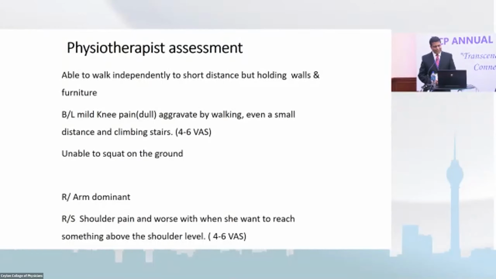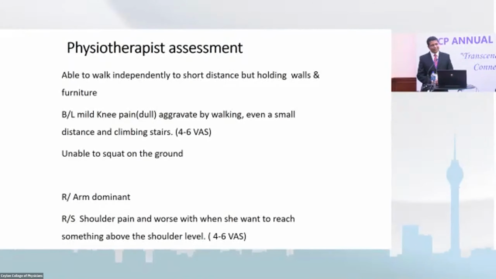When I was examining her, I didn't find any pain in her knees, but the physiotherapist recognized that this patient has mild knee pain in both knee joints, which was dull in nature and aggravated by walking. Even a small distance and climbing stairs cause pain. On the visual analog scale of pain assessment, she rated it 4 to 6. And this patient is unable to squat on the ground. So these are some findings of the physiotherapist regarding her mobility and legs.